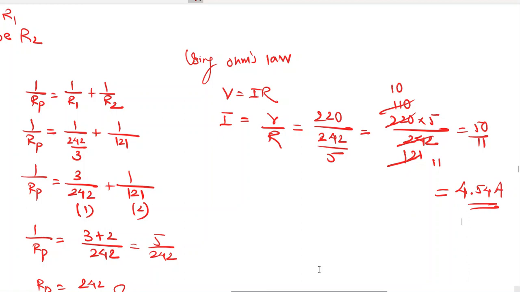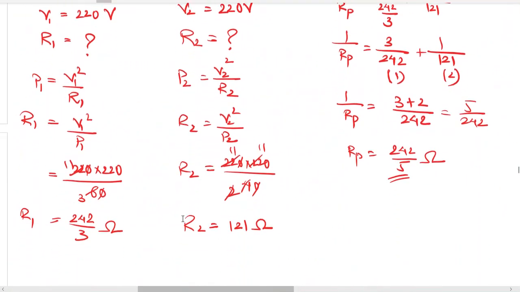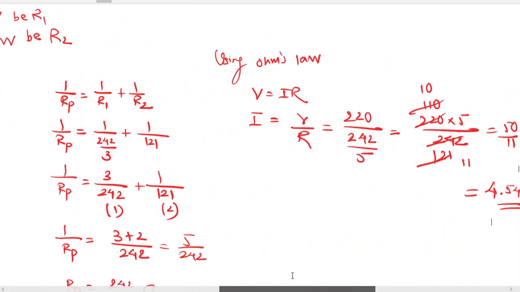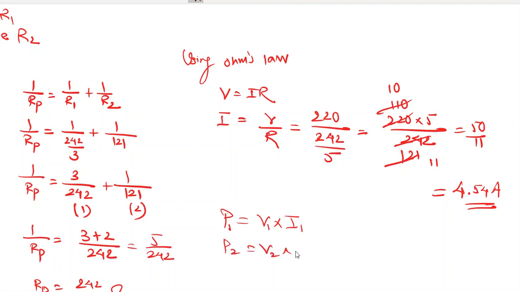Now you must be wondering, was it necessary to do this long method for finding the current? First find the individual resistance, then the total resistance, then Ohm's law, and then current. Couldn't we use a simple formula? See, there is a simple formula. The simple formula is P is equal to V into I. But the problem is we know two powers, that is P1 and P2. So P1 is equal to V1 into I1 and P2 is equal to V2 into I2.